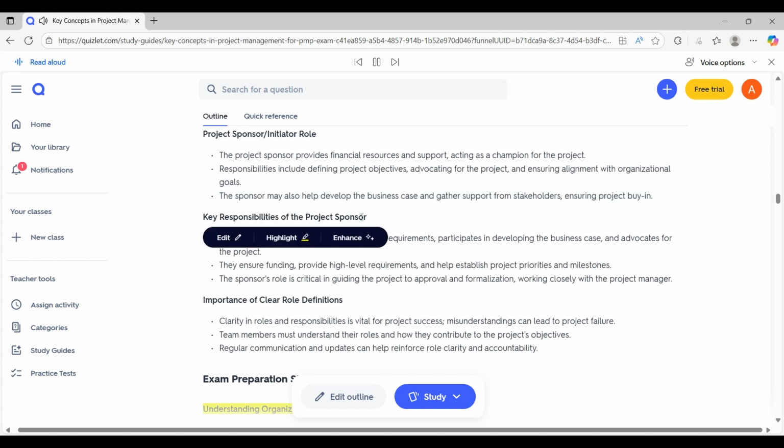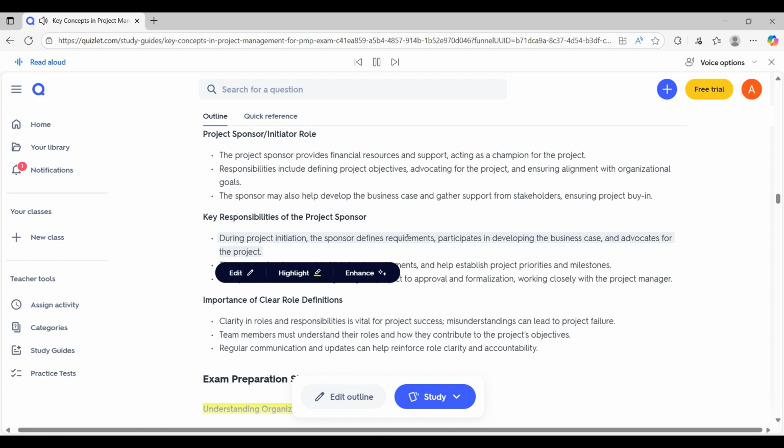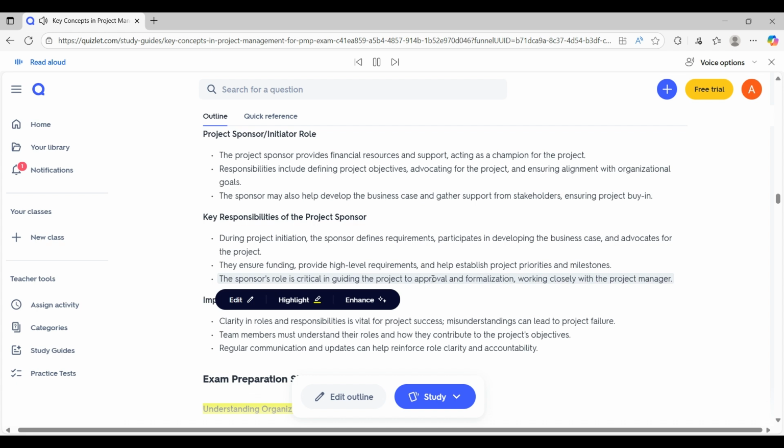Key responsibilities of the project sponsor. During project initiation, the sponsor defines requirements, participates in developing the business case, and advocates for the project. They ensure funding, provide high-level requirements, and help establish project priorities and milestones. The sponsor's role is critical in guiding the project to approval and formalization, working closely with the project manager.